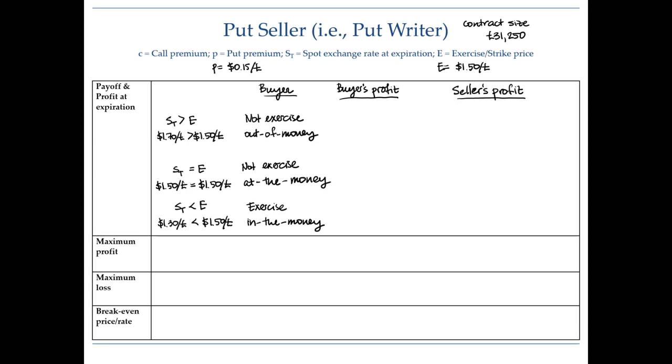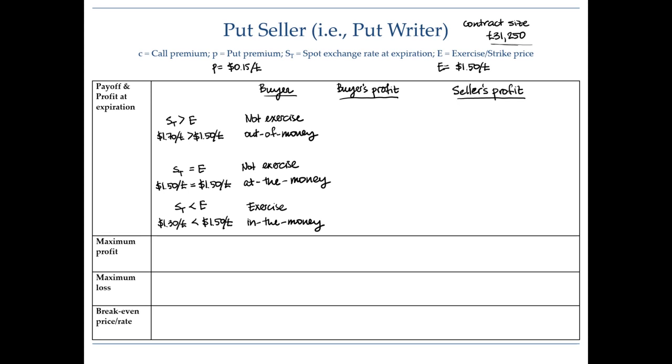The example we're using is a put option contract on pounds. The contract size is 31,250 and the put premium is 15 cents and the exercise price is $1.50. This means that the put option buyer has the right to sell pounds for $1.50 at expiration, but not the obligation to do so. And the put option buyer pays 15 cents per pound to the put option seller for this contract.